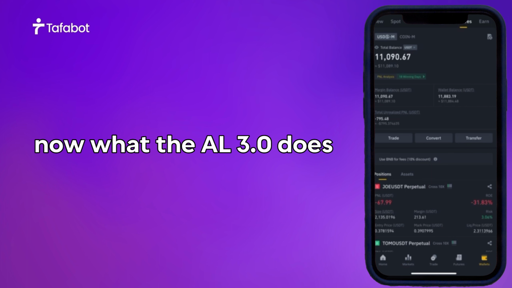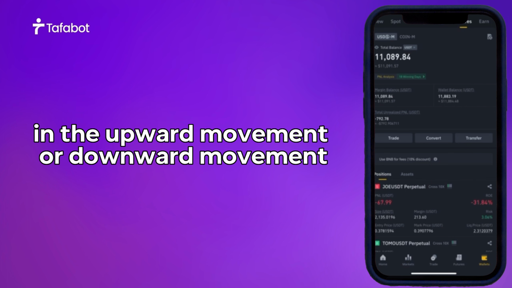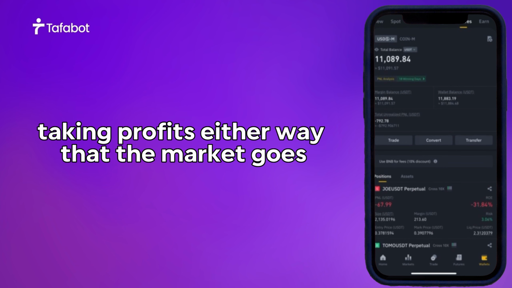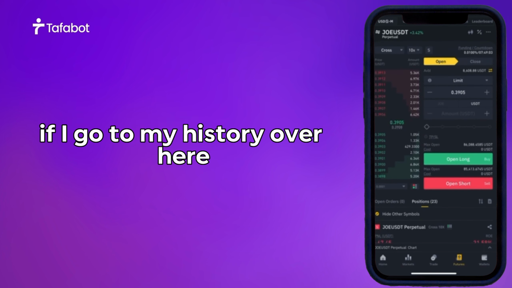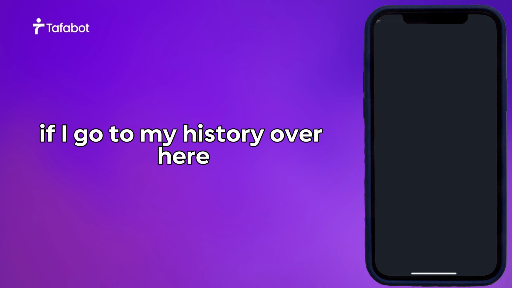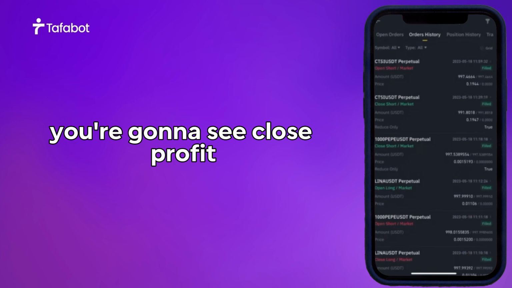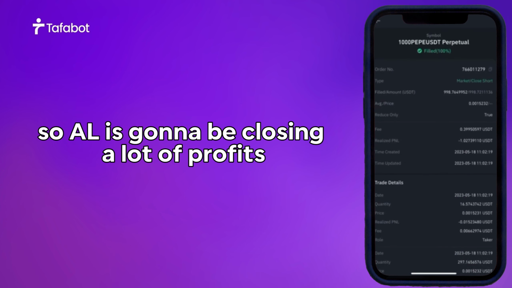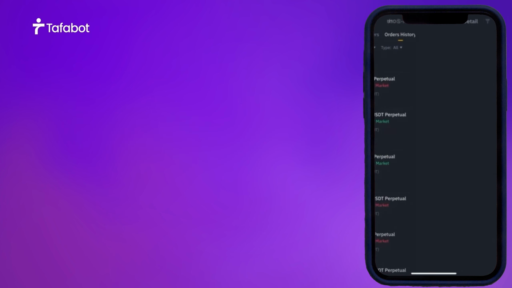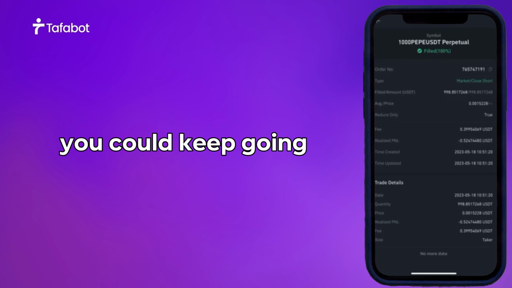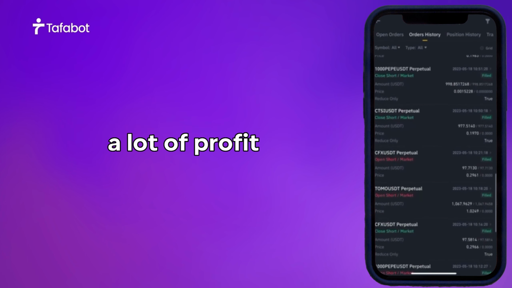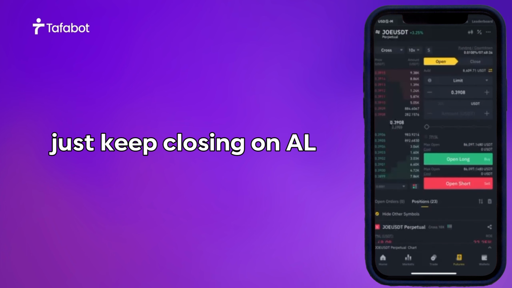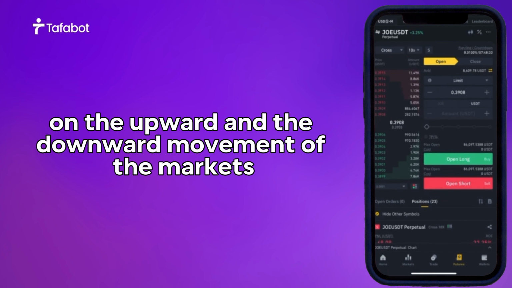Now, what the AL 3.0 does is to trail the market in the upward movement or downward movement, taking profit either way that the market goes. So AL keeps taking all of this profit. If I go to my history over here, you're going to see close profit, a lot of close profit from so many markets. So AL is going to be closing a lot of profit just like this in so many markets. You could keep going and you're going to see a lot of them are closed for $20. A lot of profit just keeps closing on AL on the upward and the downward movement of the market.